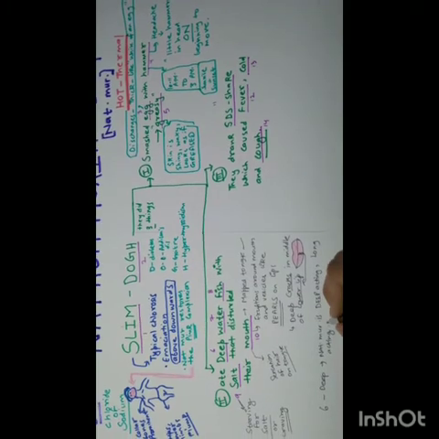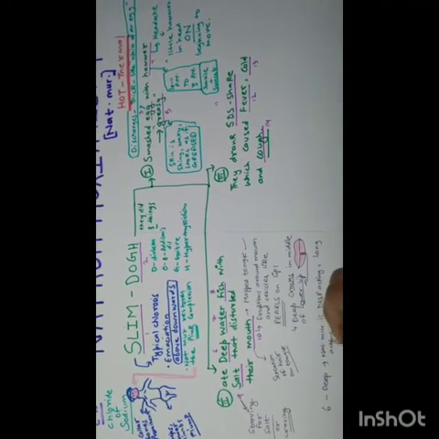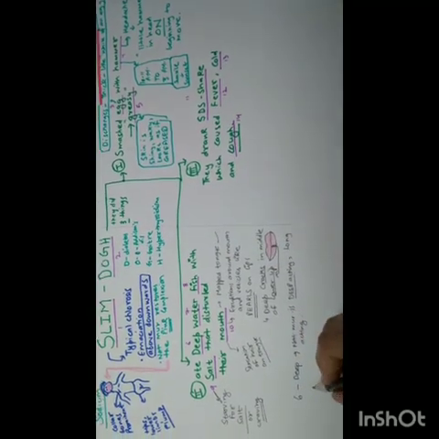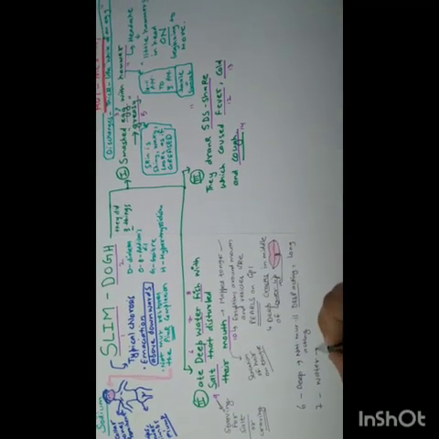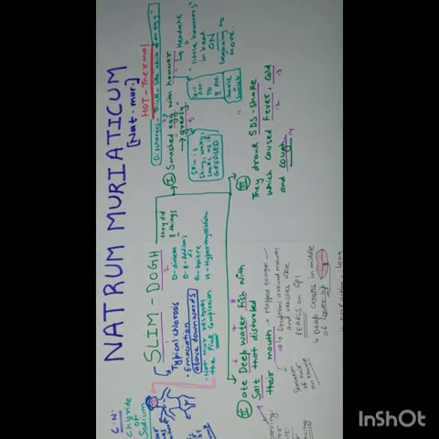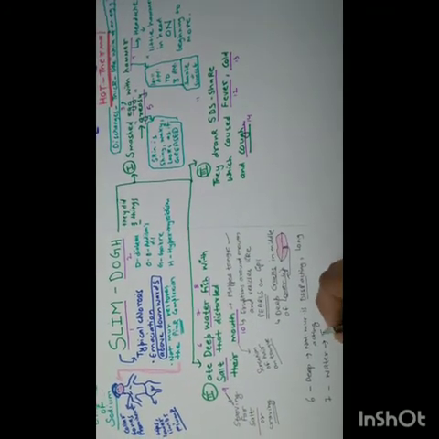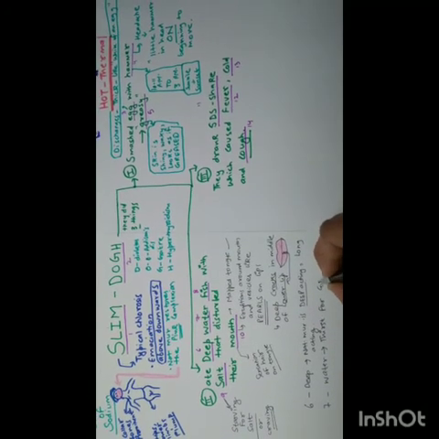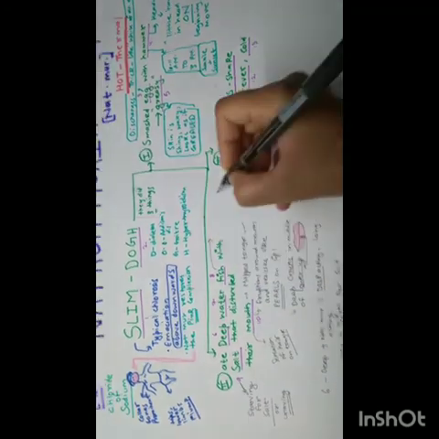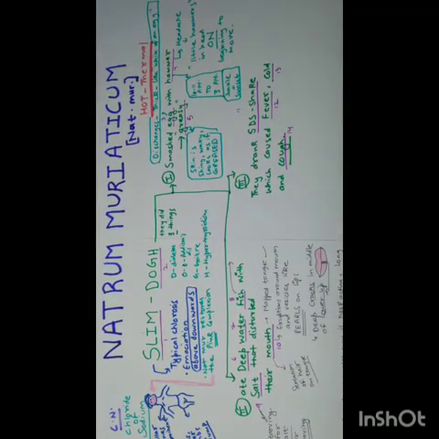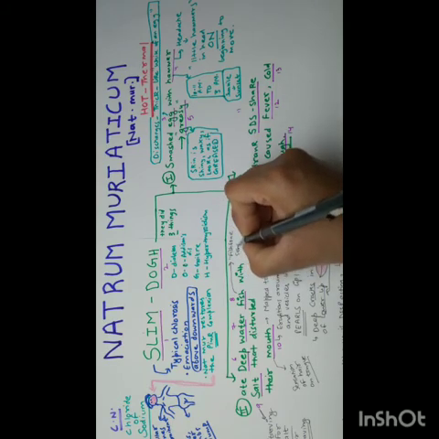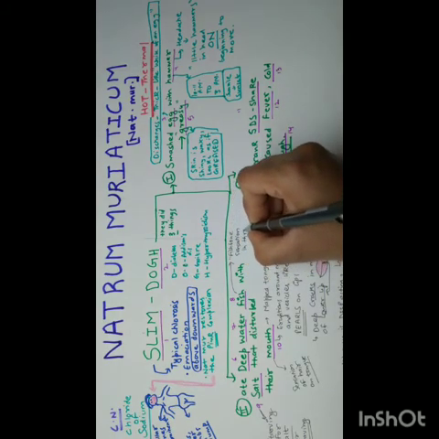Then we have the sixth point, which is deep. So the medicine Natrum Mur is a deep acting, long acting remedy. Then we have water. The seventh point is water. There is a thirst for cold water. And the last one is the fish.